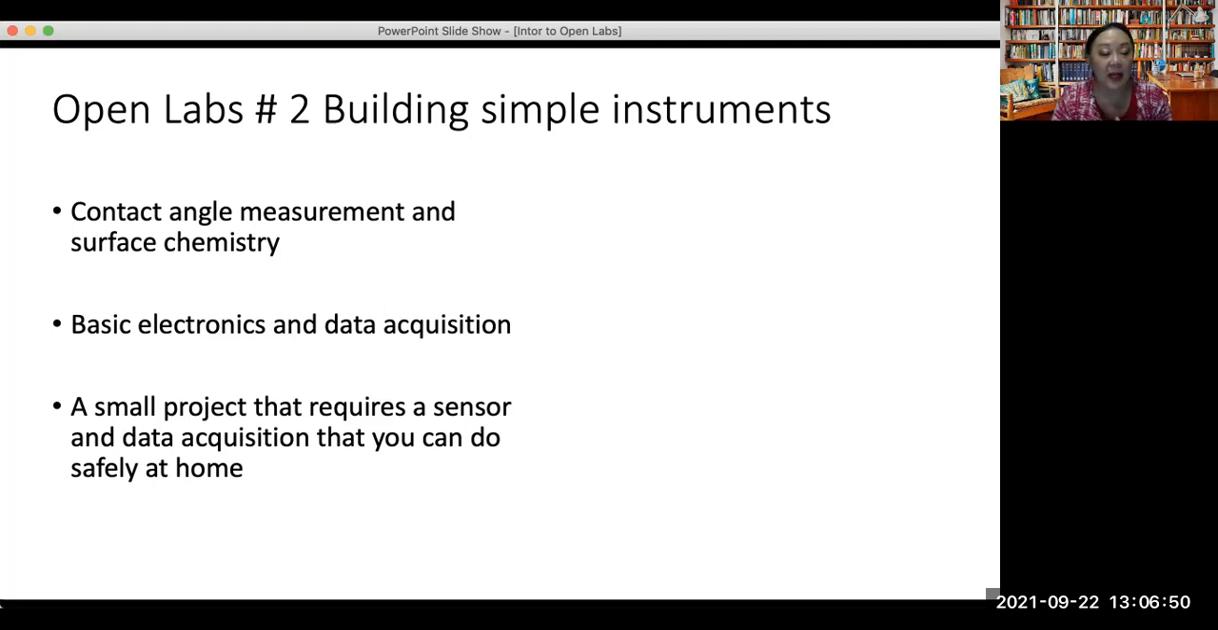Okay, and as part of Open Labs 2, you will have a mini project. You're asked to do a mini project that requires some data acquisition, some measurement to answer a simple question in your surroundings.